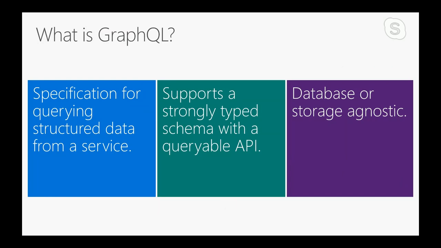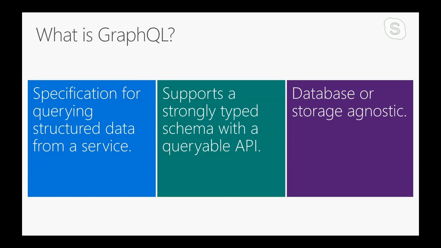So as I said, it's a specification for querying data from the service. Facebook originally wrote this internally and then shared it as open source. They also shared an implementation in JavaScript of that specification. Since then, it's been picked up by the open source community, and there are libraries for almost every language that support GraphQL. In .NET, we've got probably two major libraries you're likely to see. One is Hot Chocolate, and the other is GraphQL.NET.